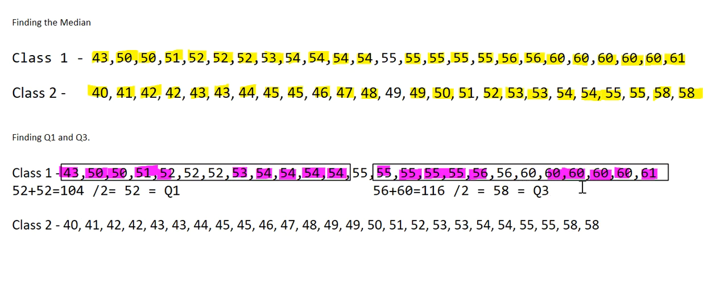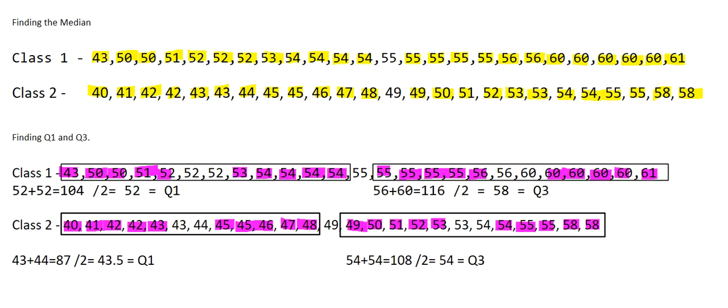Now let's do the same for class 2. When you try it on your own, you should get 43.5 as your quarter 1 for class 2 and 54 as your quarter 3 for class 2. Now I'm going to show you what this data looks like visually.